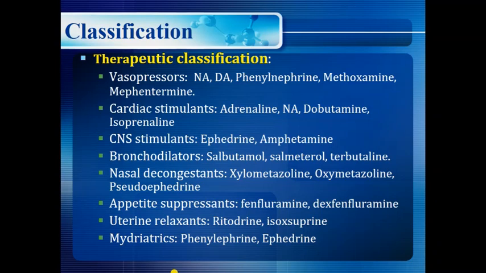Nasal decongestant drugs are xylometazoline, oxymetazoline and pseudoephedrine. Appetite suppressants are fenfluramine, dexfenfluramine. Uterine relaxant drugs are ritodrine, isoxsuprine. Mydriatics are phenylephrine and ephedrine. Therapeutic classification is based on the therapeutic use for which these agents are clinically useful.